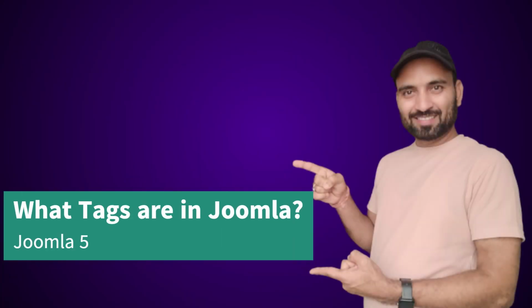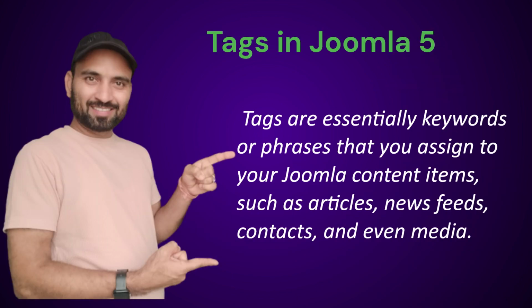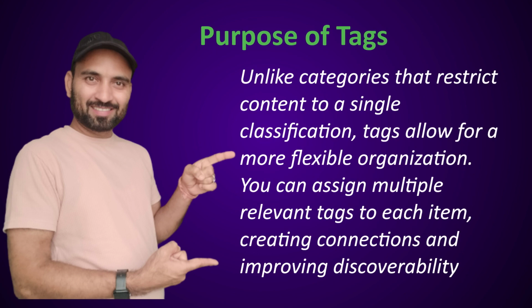Today we'll learn what tags are in Joomla 5. Tags are essentially keywords or phrases that you assign to your Joomla content items, such as articles, news feeds, contacts, and even media. Unlike categories that restrict content to a single classification, tags allow for a more flexible organization. You can assign multiple relevant tags to each item, creating connections and improving discoverability.